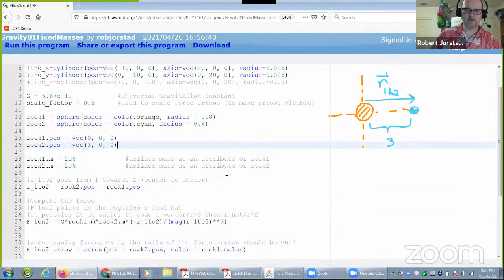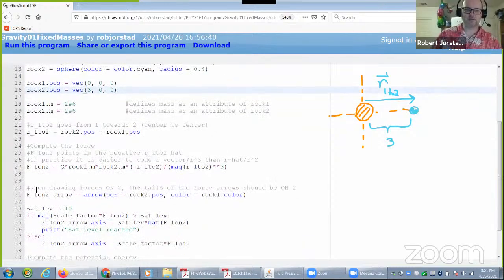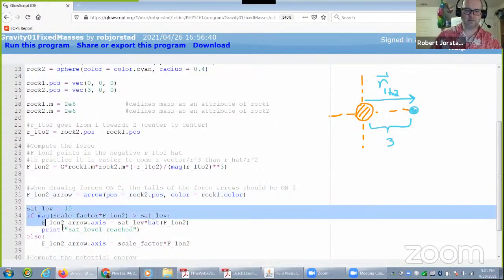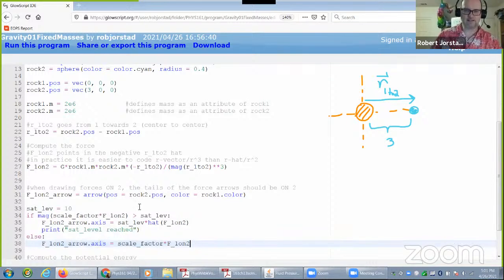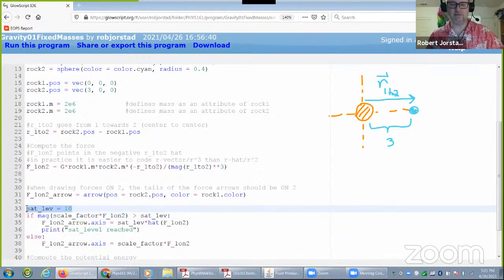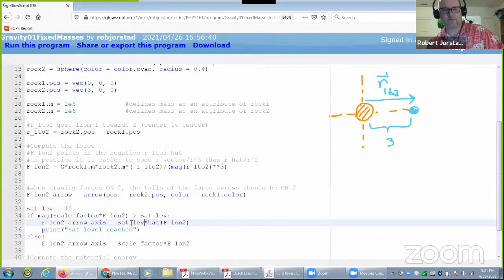So now when I scroll down, here's the problem that we face. When you're drawing the arrows, look at this little bit of code right here. It says if the size of the arrow is bigger than some arbitrary number, which I called the saturation level, then what I'm going to do is draw the force at that size in the direction the force should be. So this is the direction of the force, and this becomes the size of the arrow, even though the arrow does not correctly represent the force.